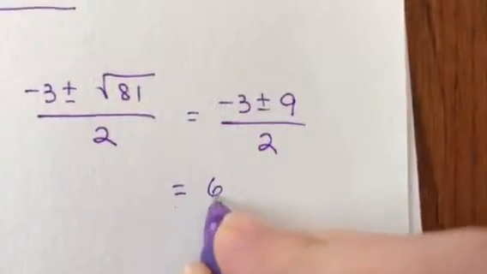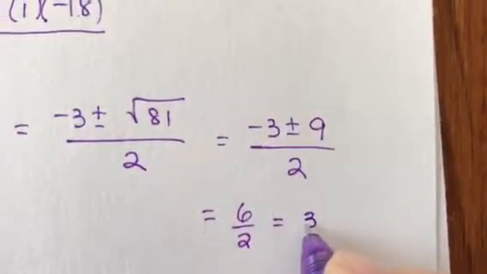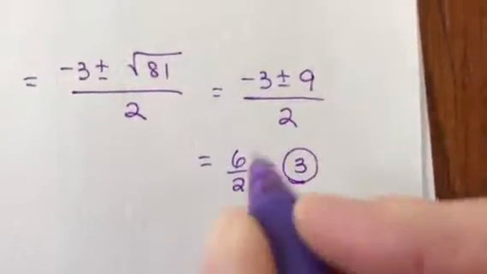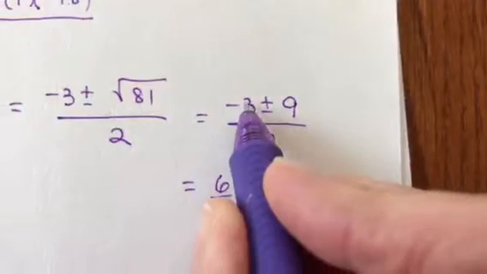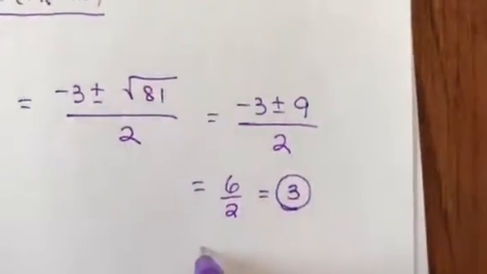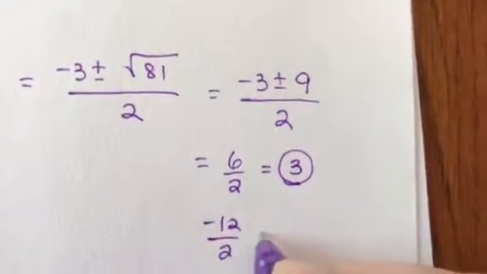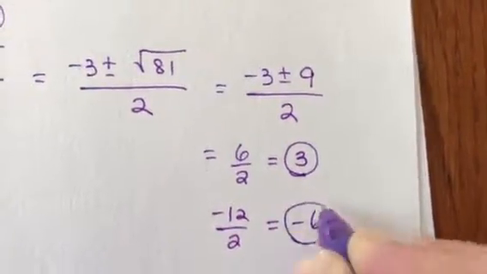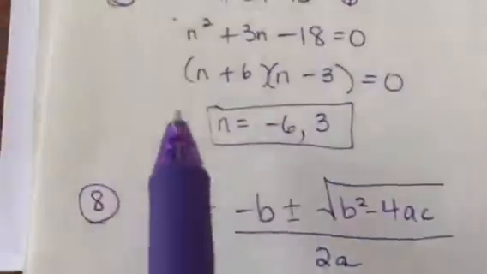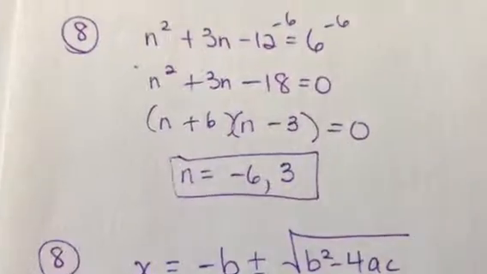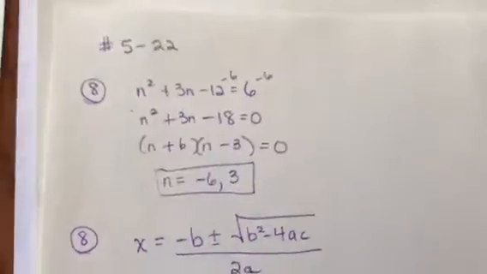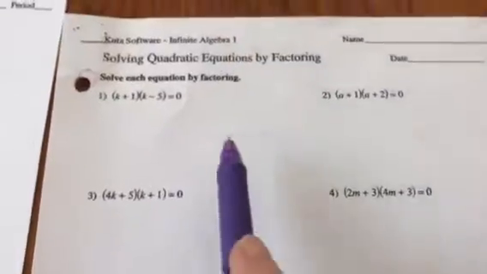Negative 3 plus 9 is 6. So I have 6 over 2, which is 3. That's one of my answers. And then next time you're going to subtract. You're going to do negative 3 minus 9, which is a negative 12, over 2, which is a negative 6. So look at my two answers. They'd better be the exact two answers I got when I was factoring. Okay, so that's what you're going to want to do on this first worksheet.